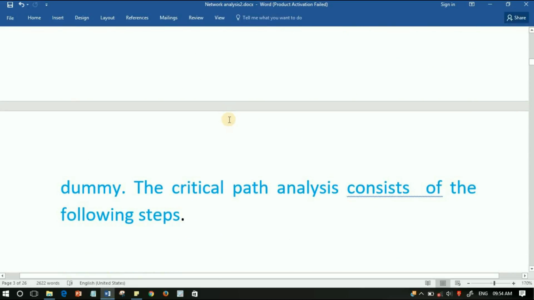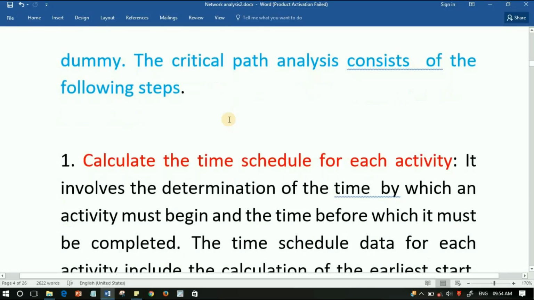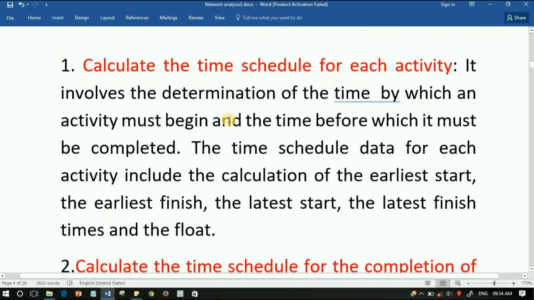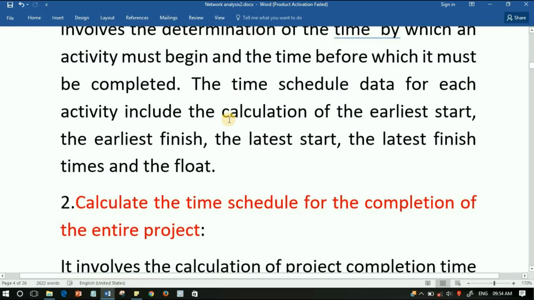The critical path analysis consists of the following steps. 1. Calculate the time schedule for each activity. It involves the determination of the time by which an activity must begin and the time before which it must be completed. The time schedule data for each activity includes the calculation of the earliest start time, the earliest finish time, the latest start time, the latest finish time, and the float.